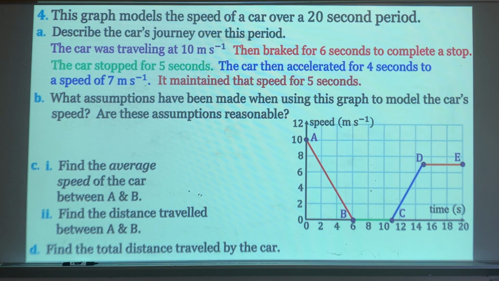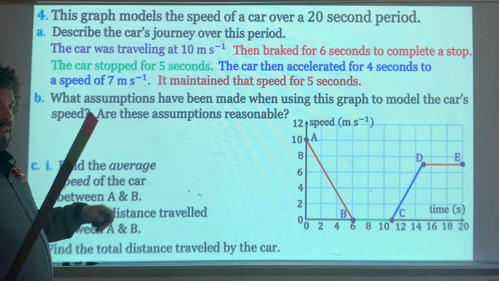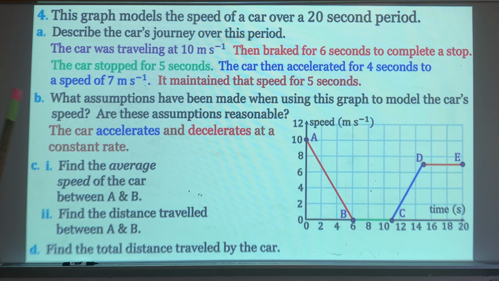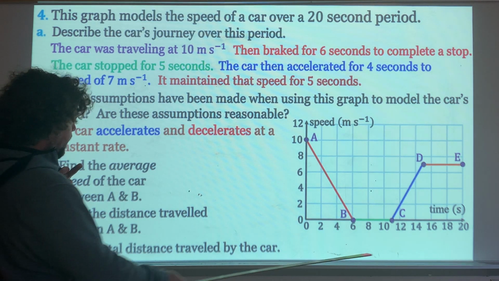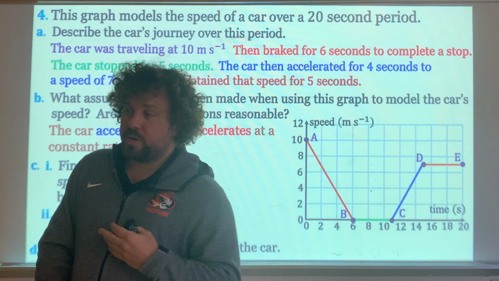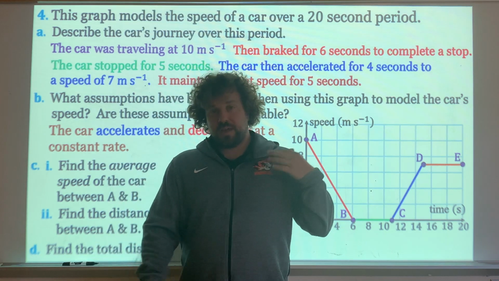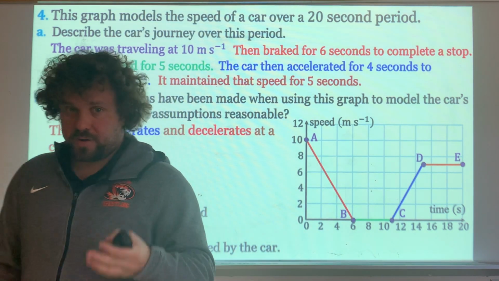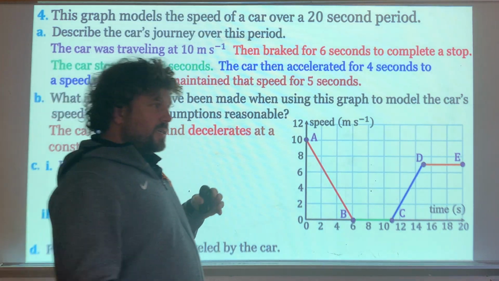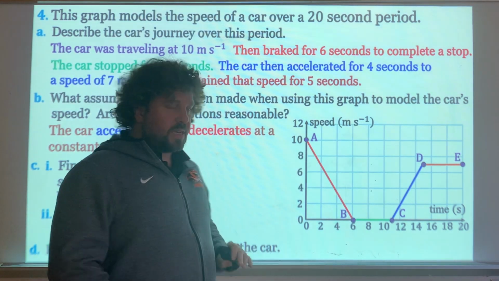All right, the assumptions that have to be made when using this graph to model the car's speed. What are the assumptions? That you accelerate and you decelerate at a constant rate, which is something as new drivers, or when you do learn how to drive, you should do. Right? Saves gas, is better on your brakes and better on your car. You don't want to be jamming on your gas and going real quick, or slamming on your brake at the last second. Nice and smooth and steady.